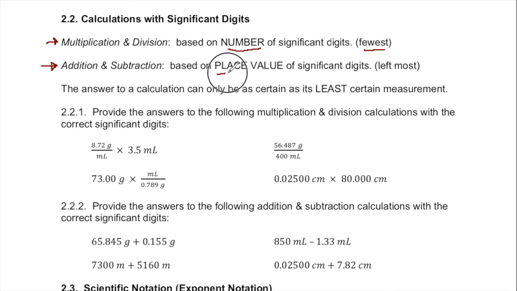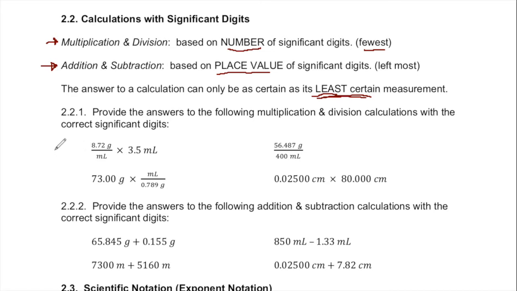It is based on the place value of the significant digits, not the number of digits in each measurement. And in each case, we are going to choose the least certain in order to come up with the significant digits of the calculation, because if you think of the saying that a chain is only as strong as its weakest link, we can only be as certain of the results of a calculation as we are of the least certain measurement that goes into those calculations.